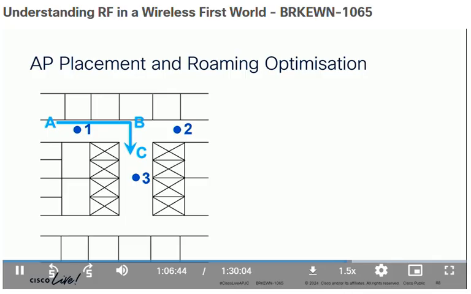I'm scanning every channel in my available spectrum. Ultimately, I will land on AP number 3. I will do my roam successfully, but there's been a bit of a delay until that happens.